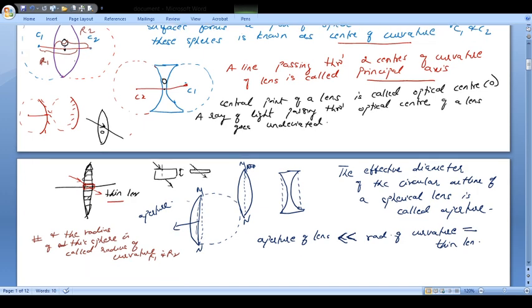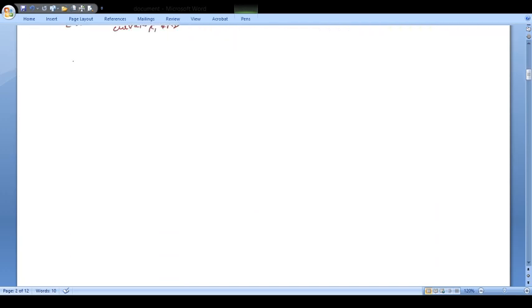Now let's try to understand the principal focus. Now see, when several rays of light will be falling parallel to the principal axis. So here, let us suppose if I consider a convex lens. Say this is a convex lens, right? And this is the principal axis. We can say this is O. Say this is C1. This is C2. Now see, when parallel rays will be falling on the lens. So you have parallel rays falling on the lens.